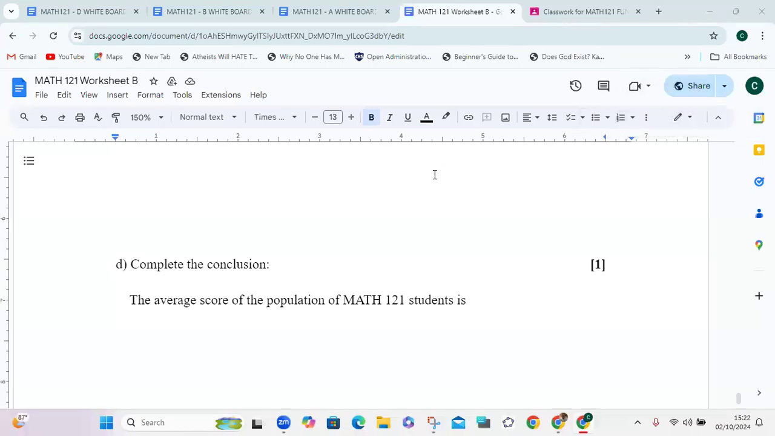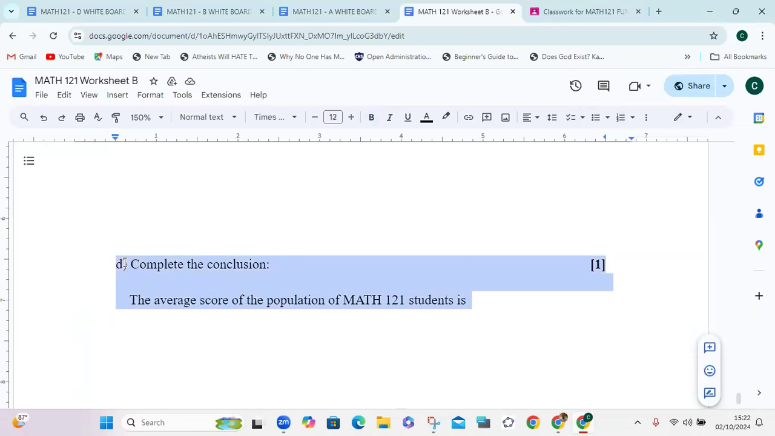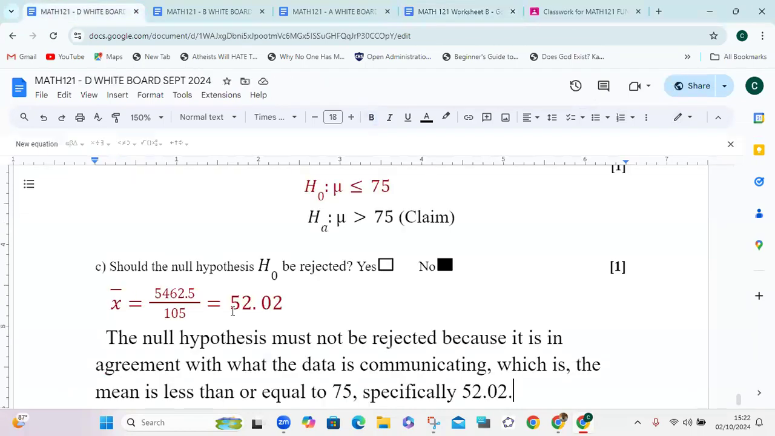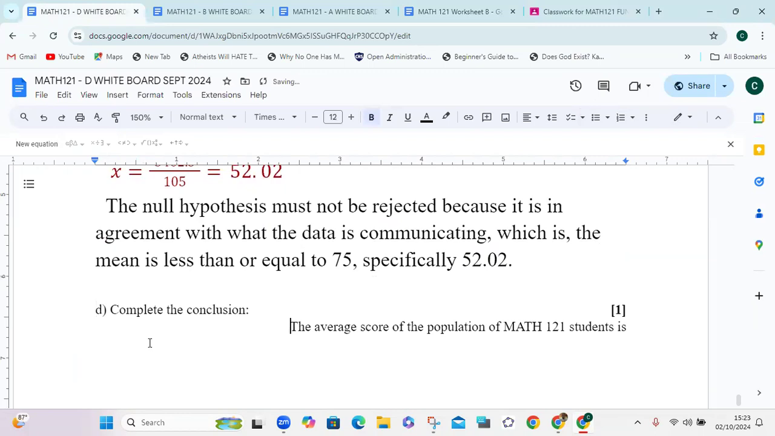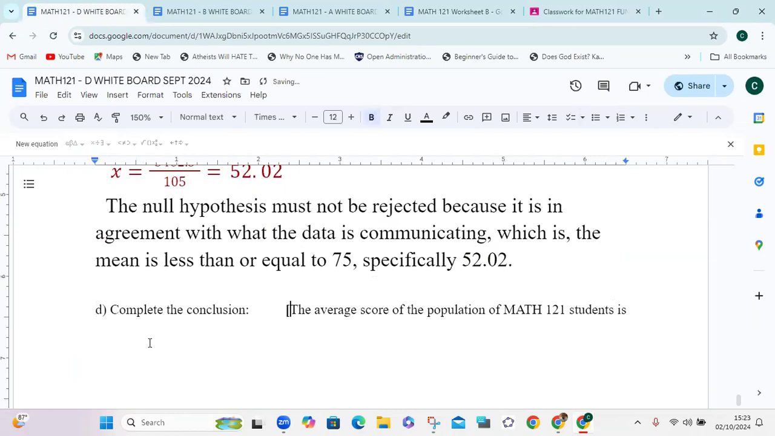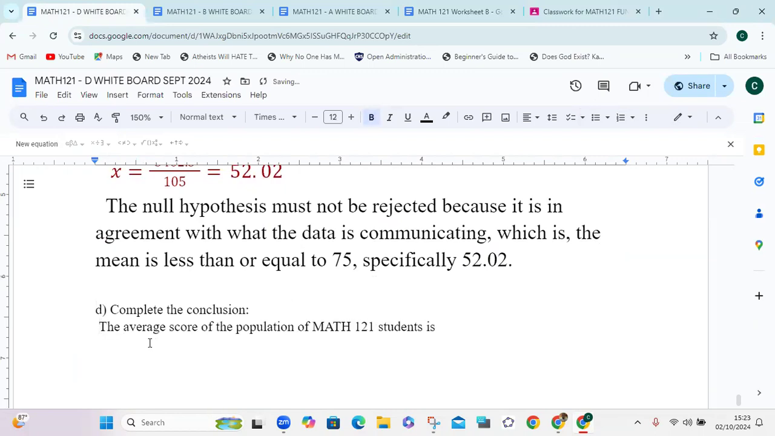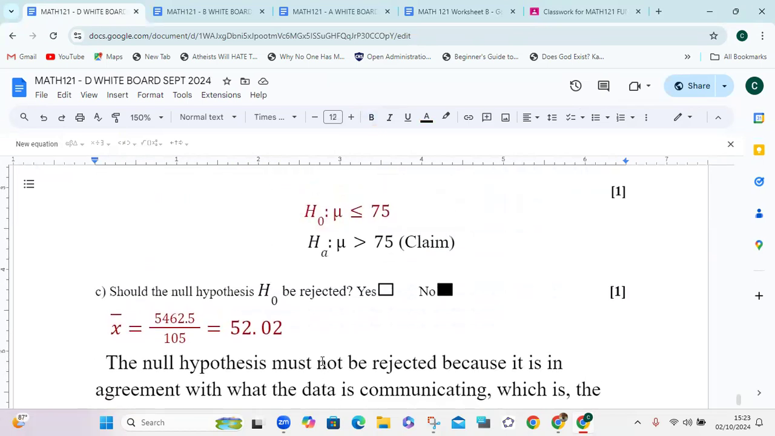To complete the conclusion, the average score of the population of Math 121 students is what? We must conclude with either the null or the alternative, the one that has won the debate. Which statement has won the debate, the null or the alternative? The null has won the debate. So we must quote what the null is saying. The null is saying that the population mean is less than or equal to 75%.